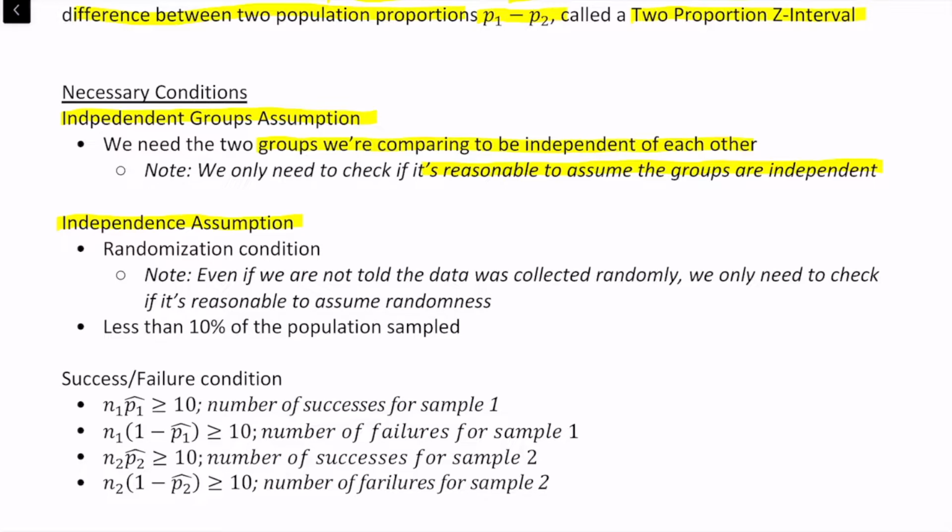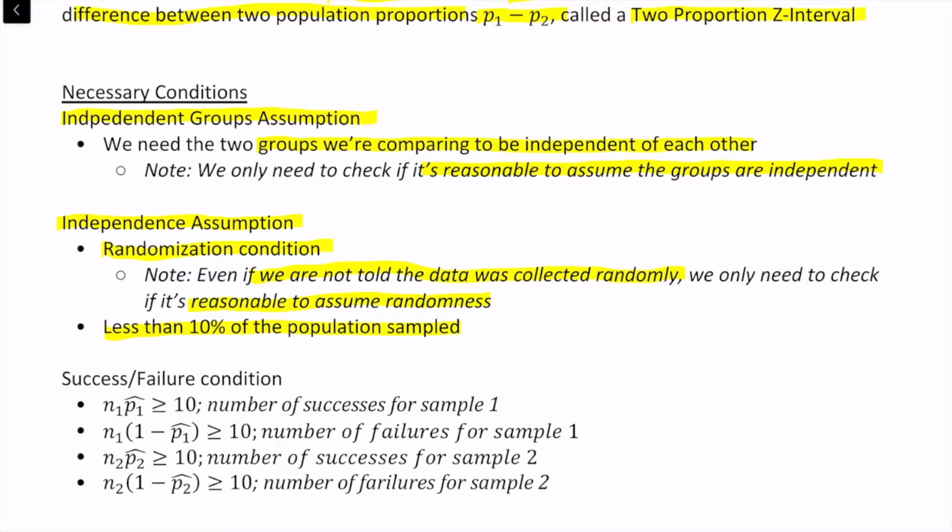There are two touch points for independence within a group. Randomization: if we collect the data randomly, that's going to help us with that independence assumption. And once again, even if we are not explicitly told that the data was collected randomly, we only have to check that it's reasonable to assume randomness. Another part of the independence assumption is that we need to make sure that we sample less than 10% of the population. So we have independent groups, the randomization condition, and less than 10% of the population sampled.